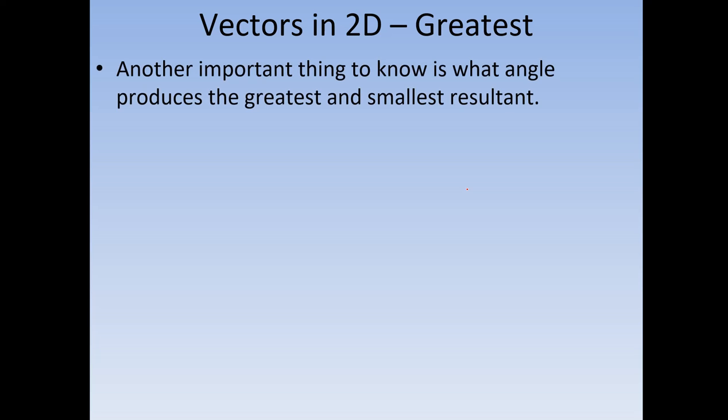All right, this is another side thing with vectors. It's something that I want to just mention really quickly, but you want to know the angles that will produce the greatest and smallest resultant. And the idea is that any angle between there will result in a resultant between those numbers.